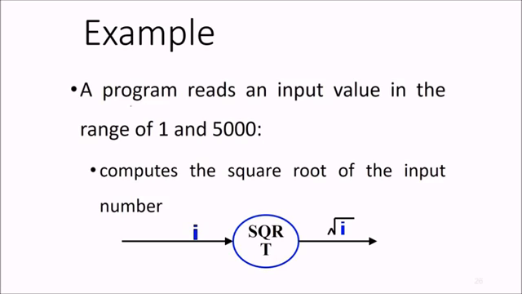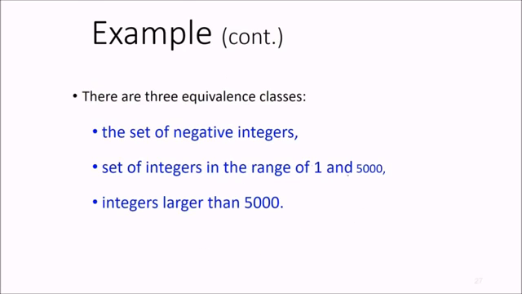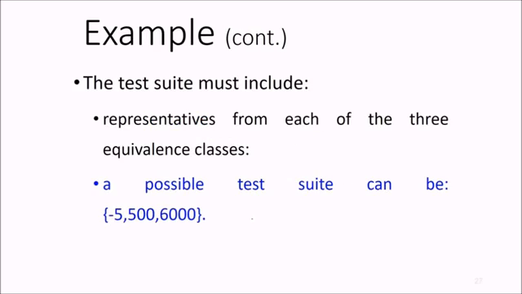For example, a program reads an input value from 1 to 5000 and computes the square root of the input number. So there are three equivalence classes. First is the set of negative integers, then the set of integers from 1 to 5000, and then integers beyond 5000, that is larger than 5000. Now we have three equivalence classes. Negative and beyond 5000 are the two invalid ones, and the middle one is the valid equivalence class, right? This is how we define it.